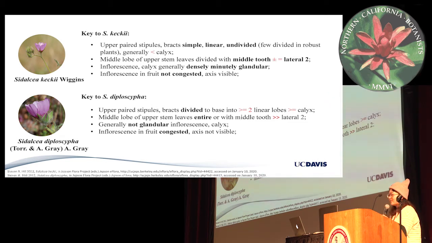Third, for Sidalcea, they have granular inflorescence and calyx, but for Sidalcea diplocypha, the inflorescence and the calyx are not granular. And the last one, for Sidalcea, they have non-congested fruit inflorescence with a visible axis, but for Sidalcea diplocypha, the fruit inflorescence is usually congested without any visible axis.